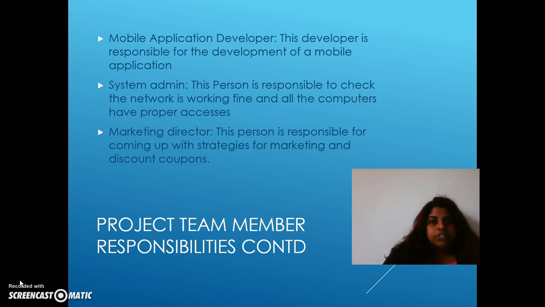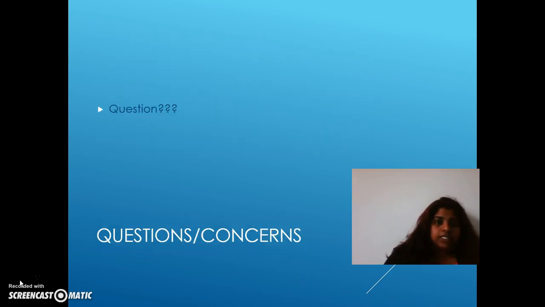And the mobile application developer is responsible for development of the mobile application. If the book should be viewed on a smartphone, there should be a mobile application. Then the system admin is responsible for checking the network and all the computers and all the accesses and all the software installations. The marketing director is responsible for the strategies for marketing and the discount coupons. These are the project team member responsibilities.